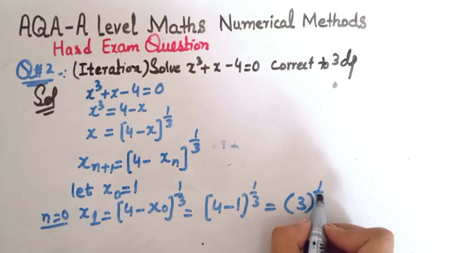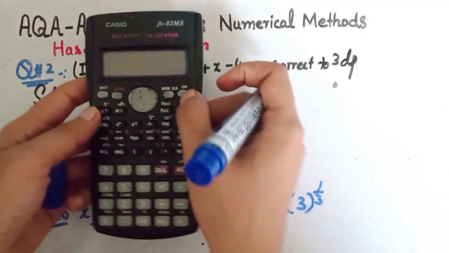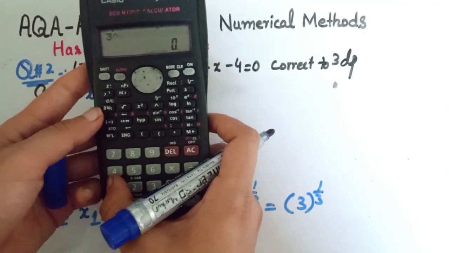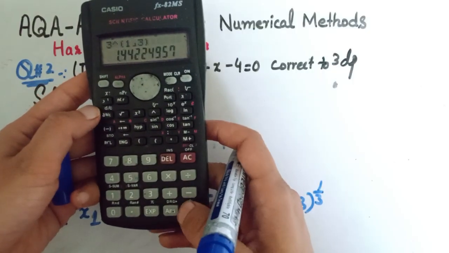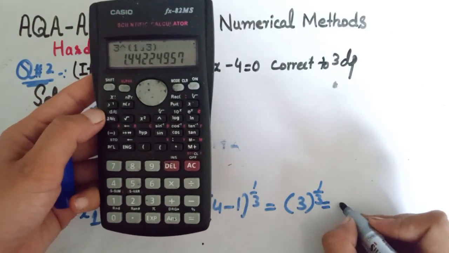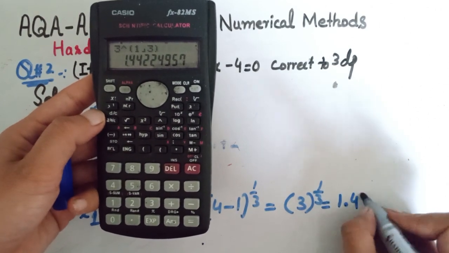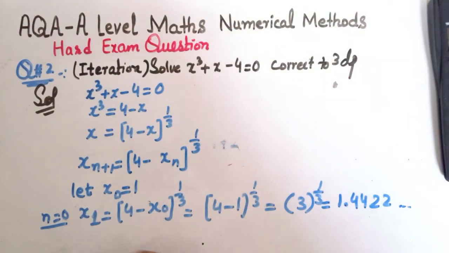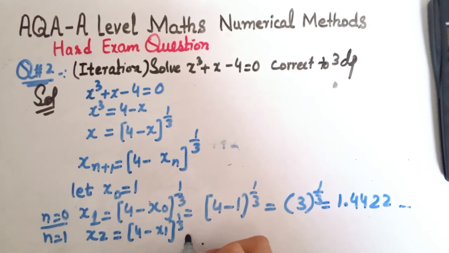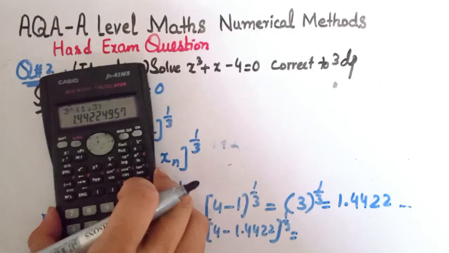So 3 to the power 1 by 3, we will solve this with the help of a calculator: 3 raised to the power, in brackets, 1 by 3. That equals 1.4422, and so on. Now we will solve this for x2, n equals 1. That means x2 is 4 minus x1, raised to the power 1 by 3. That is 4 minus 1.4422, raised to the power 1 by 3.